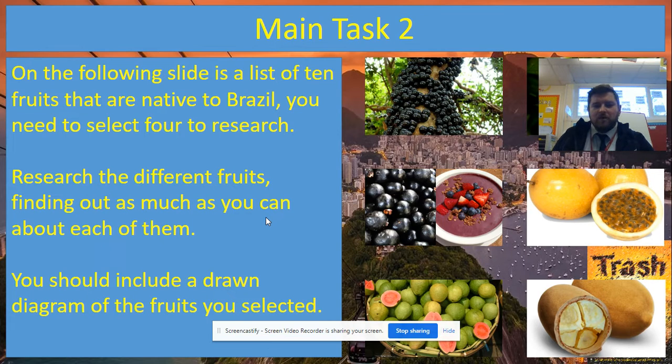What would be really exciting, and I know it's tricky at the moment because we're on lockdown and we can't necessarily go to the shops, but if you ever came across them, maybe would you want to give them a try? That would be exciting. Having researched them and found out about them, could you give them a try at some point?